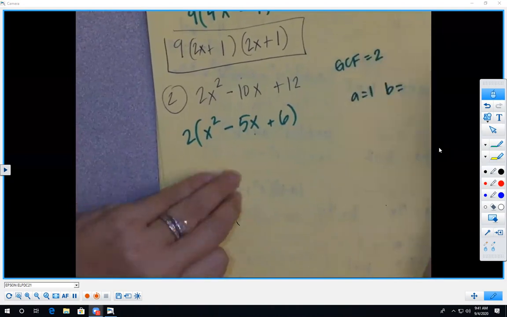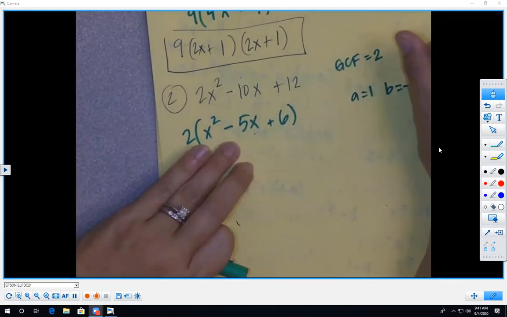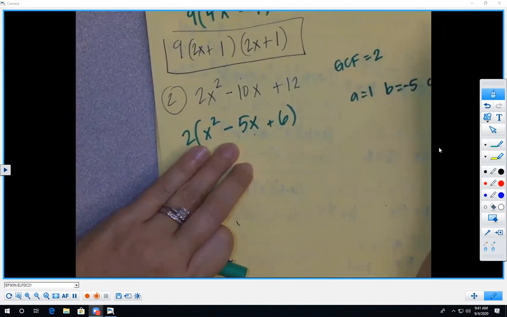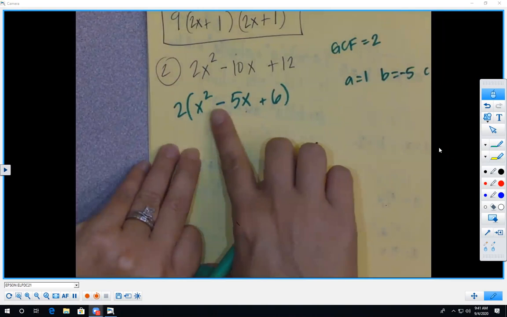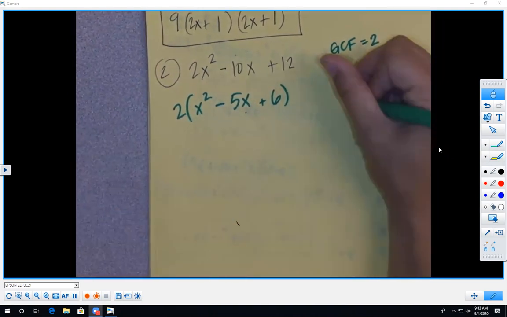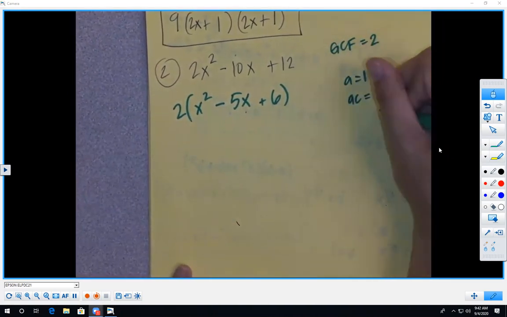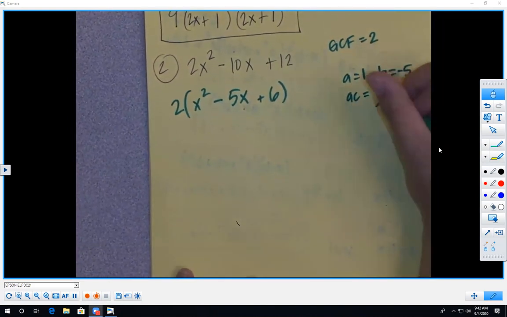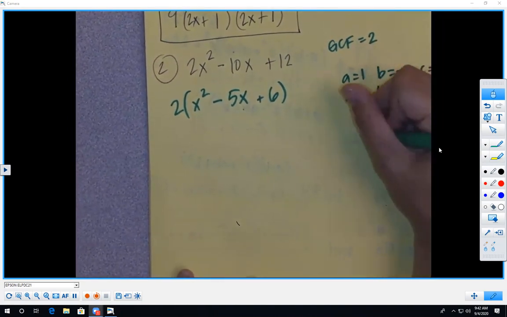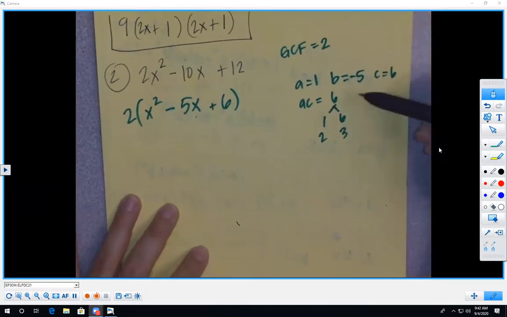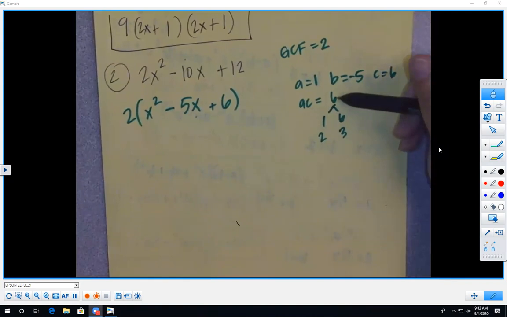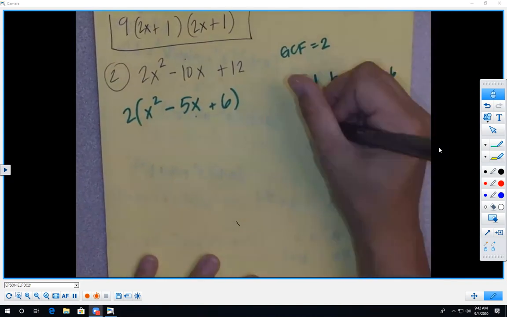What's my B value? -5, and my C value is 6. Again, this is an AC method problem because now looking in the parentheses, I have 3 terms. So A times C is 1 times 6, which is 6. 2 things that multiply to give me 6. 1 and 6, 2 and 3. Are these both going to be positive, both negative, or one of each? Both positive or negative, right? Because it needs to multiply to give me a positive. They need to add to give me a negative, so they're both going to be negative.